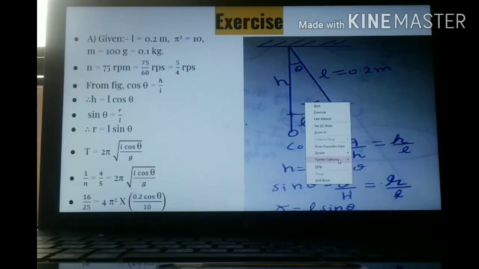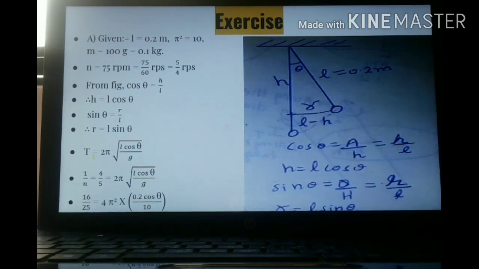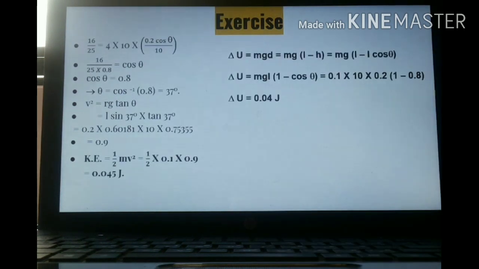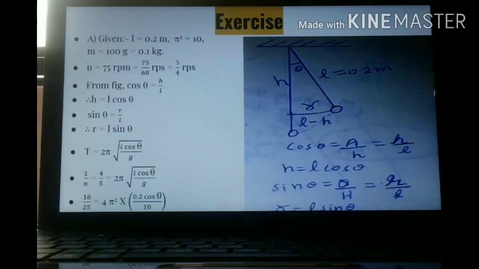Let's start from where I have stopped. Over here, T is equal to 1 upon n, that is 4 upon 5, which is 2 pi root L upon g cos theta. We want the value of cos theta, so I will be taking the square root from both the sides. After doing that, 4 square is 16, 5 square is 25, 2 square is again 4 pi square, and the root sign will go away.